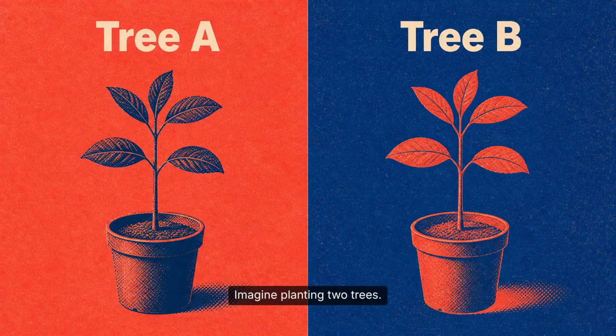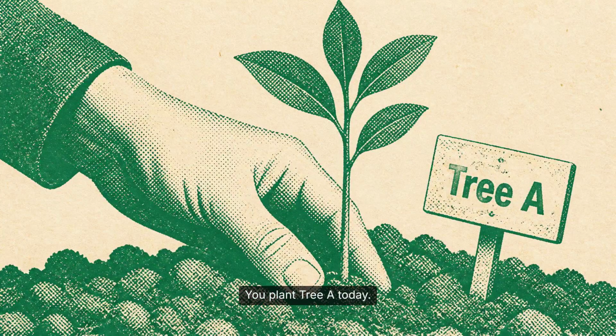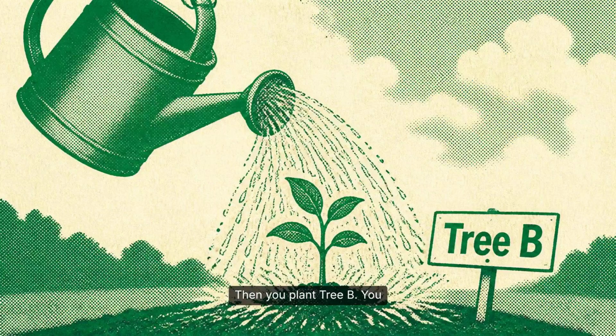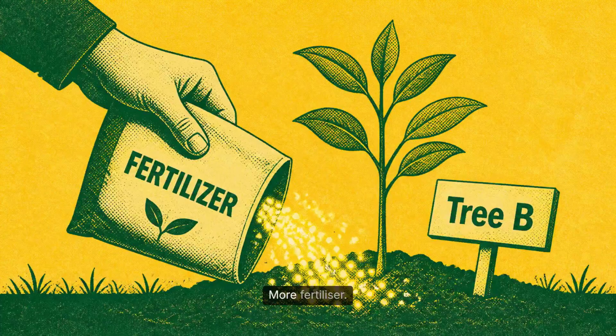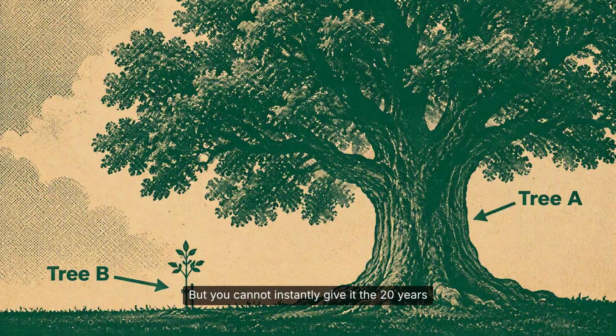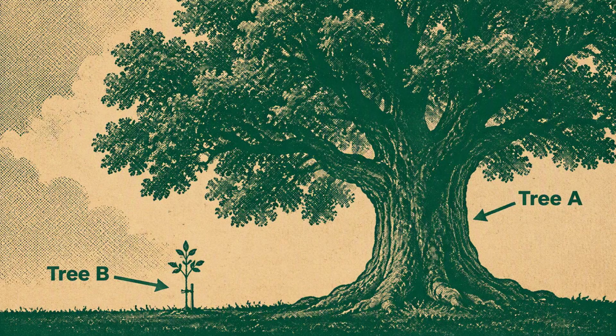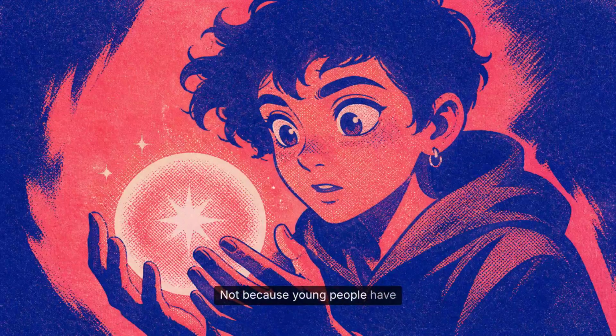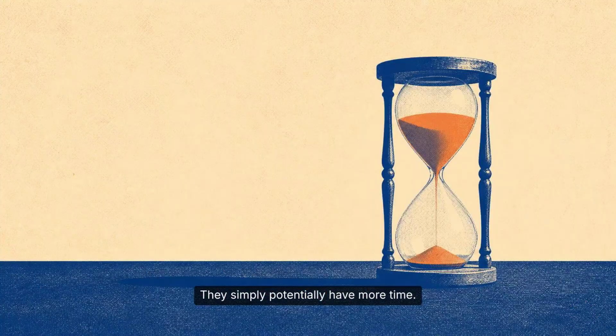Imagine planting two trees. You plant tree A today. You wait 20 years. Then you plant tree B. You can give tree B more water, more fertilizer, more attention, but you cannot instantly give it the 20 years of growth that tree A has already experienced. This is one reason starting earlier can be so powerful. Not because young people have some magical investment advantage. They simply potentially have more time.